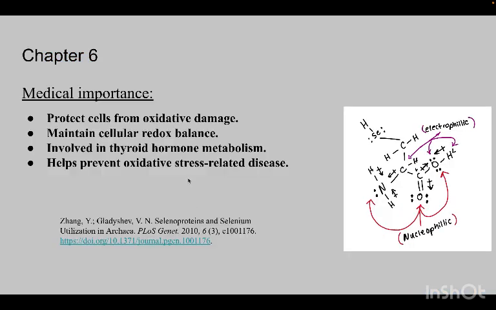The medical importance of the molecule selenocysteine is that it protects cells from oxidative damage, maintains cellular redox balance, is involved in thyroid hormone metabolism, and helps prevent oxidative stress-related diseases. One of those diseases is heart disease, which makes us think that selenocysteine is very important to this world if it is protecting people from diseases like heart disease. So it actually does have a great importance in the medical field.